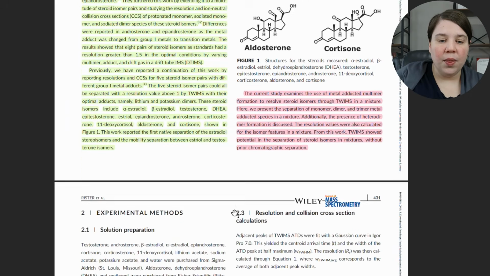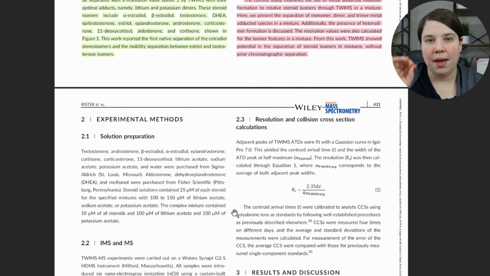I don't need to talk about how IMS has been used in any way for steroid analysis because that's just tangents. That's not helping my reader get to the point of their paper. So then we can move on to our method section.